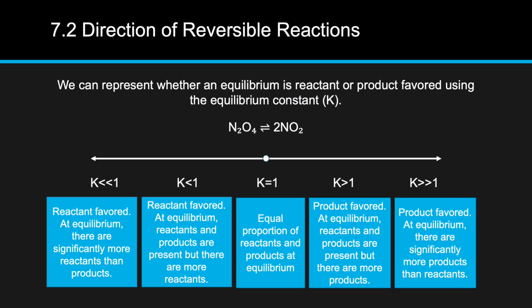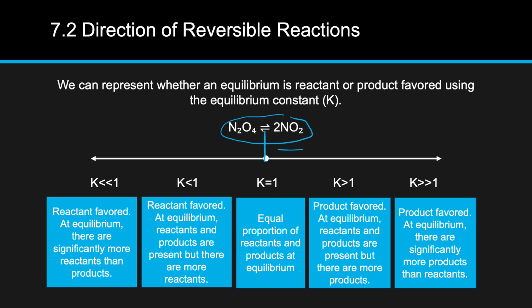All right, so the equilibrium constant is going to help us understand whether a reaction is reactant favored or product favored. And when I'm thinking of K, I like to relate a number line to my balanced chemical equation. So if this is my equilibrium equation, I think of K equals 1 as the arrow. So right in the middle, K equals 1 means I have an equal proportion of my reactants and my products at equilibrium.